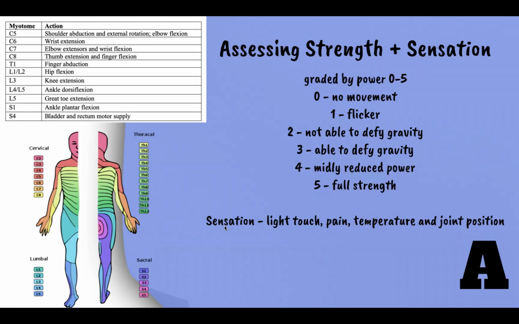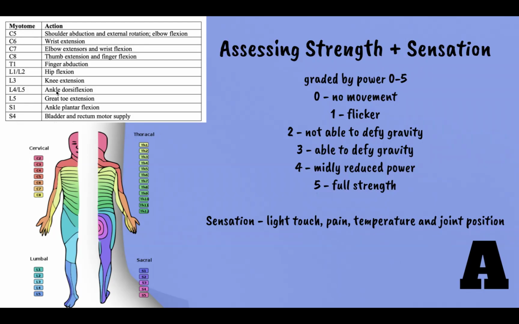And then sensation. I always check sensation according to the dermatome map. You can see our whole body is supplied by a series of dermatomes, and corresponding to each level can signify a different problem. I usually use light touch, pain, temperature, and joint position, and these try to cover all aspects of sensation.